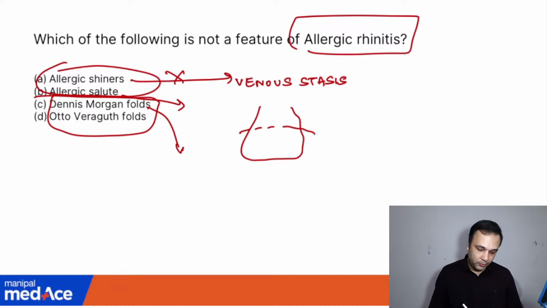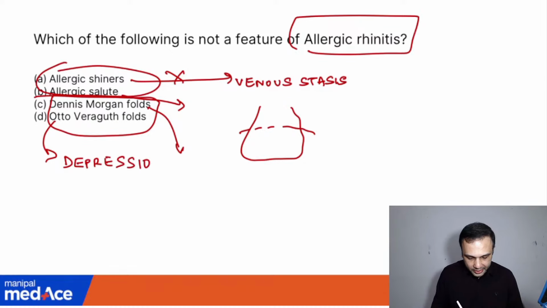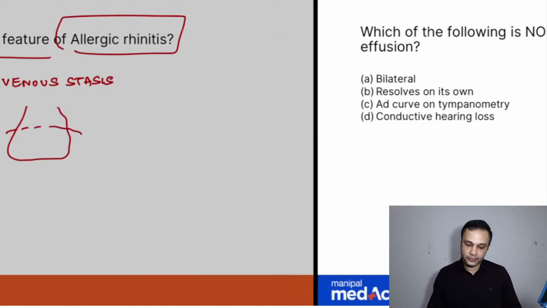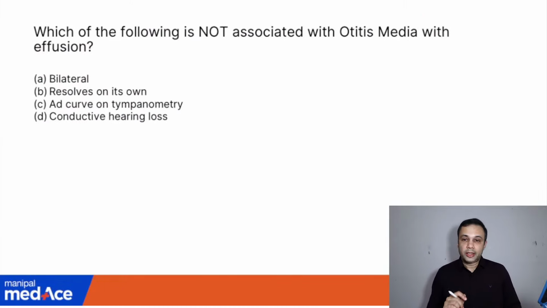And the fourth option you had there was an Otto-Veraguth fold, which is usually seen in depression. Okay, so Otto-Veraguth fold is an upper eyelid fold which is seen in depression. Right? So three options ruled out. Right answer is Otto-Veraguth fold, not a feature of allergic rhinitis. Yes, absolutely correct, Dr. Vinay. Veraguth fold is seen in depression.